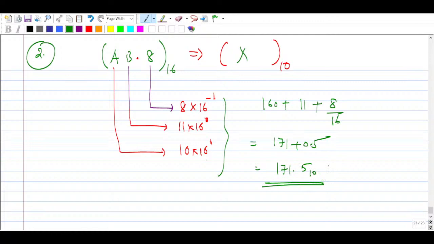in decimal. So the mistake you can make here is, if there is a fractional part as well, you start with the base to negative powers: negative 1, negative 2, negative 3, like that.